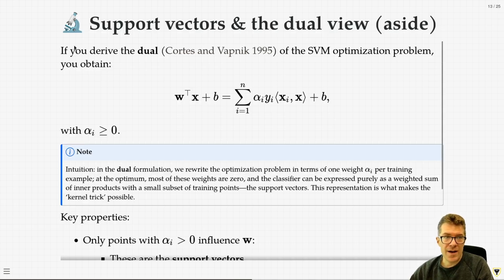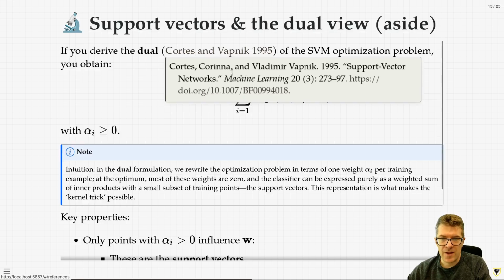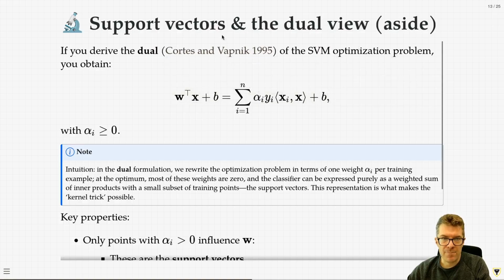So here's the support vectors. This is again an aside for those who are interested in it. There's this other paper from the 90s in the Machine Learning Journal, which you can read about here. If you derive the dual of the SVM optimization problem, you obtain this function here.